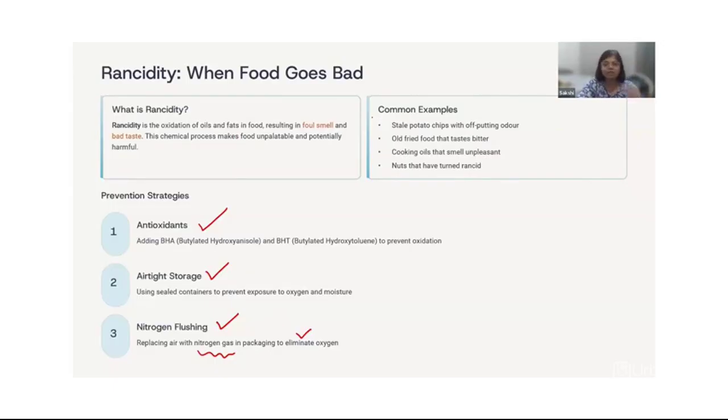So common examples are the stale potato chips, old fried food, and after some time the cooking oils also smell unpleasant because of the rancidity. Some nuts also turn rancid, because the nuts also have oils and fats inside them. So when they're kept in the open over a period of time, gradually the nuts become rancid, right? And these are the strategies that are used to prevent the rancidity of food items.